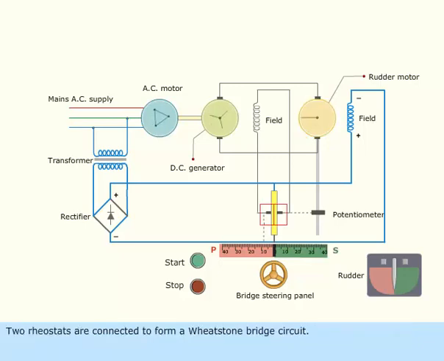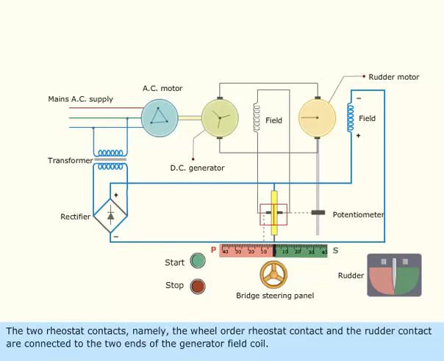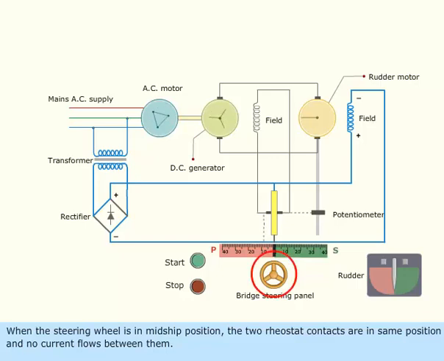Two rheostats are connected to form a Wheatstone bridge circuit. The two rheostat contacts, namely the wheel order rheostat contact and the rudder contact, are connected to the two ends of the generator field coil. When the steering wheel is in midship position, the two rheostat contacts are in the same position and no current flows between them.